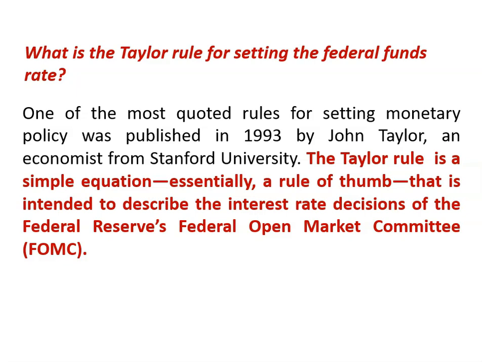So, what is the Taylor rule for setting the federal funds rate? One of the most quoted rules for setting monetary policy was published in 1993 by John Taylor, an economist from Stanford University. The Taylor rule is a simple equation, essentially a rule of thumb, that is intended to describe the interest rate decisions of the Federal Reserve's Federal Open Market Committee, FOMC.